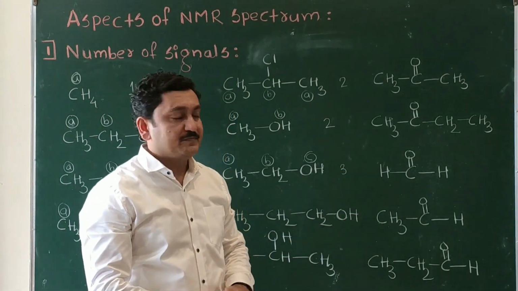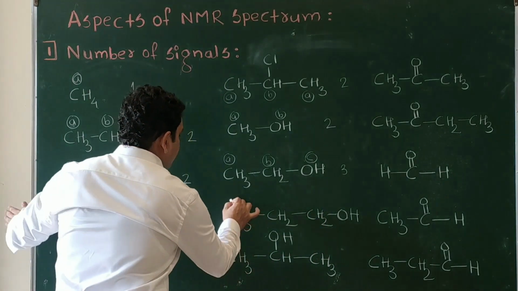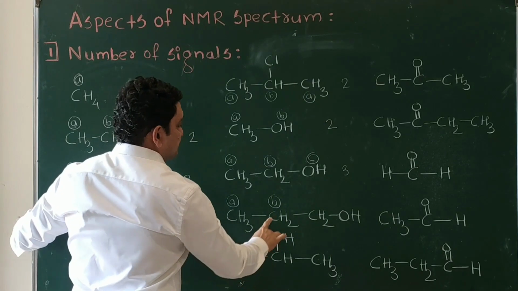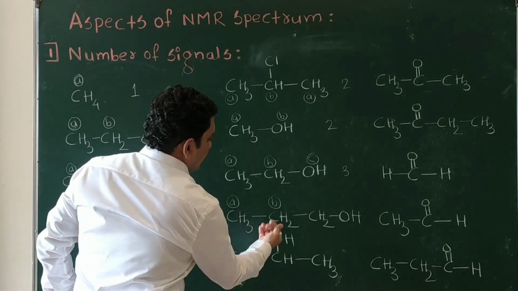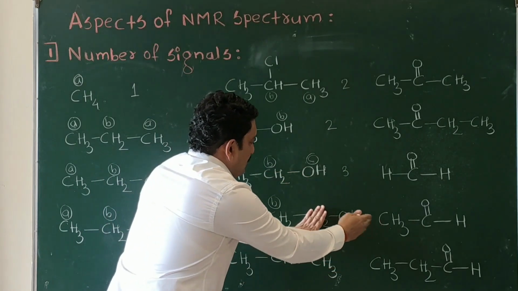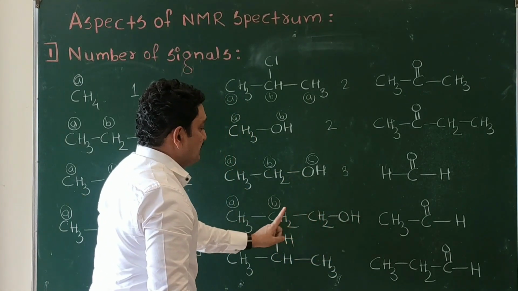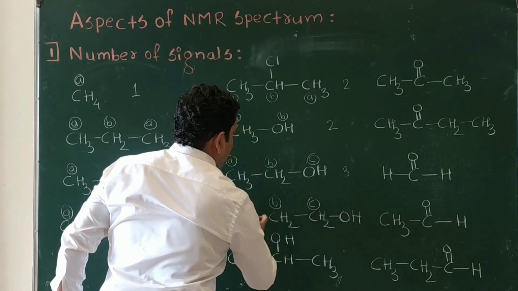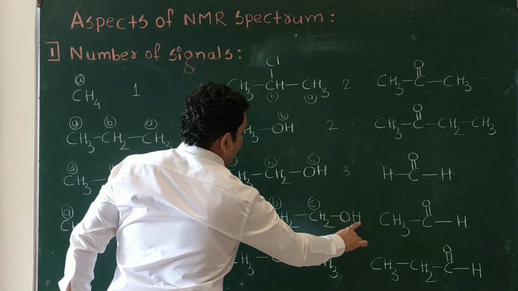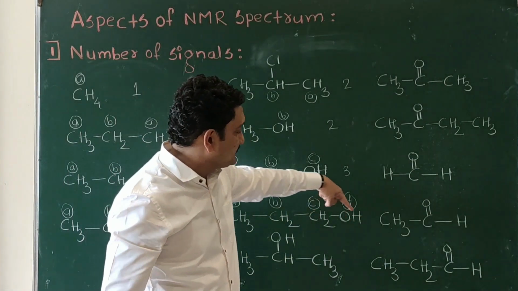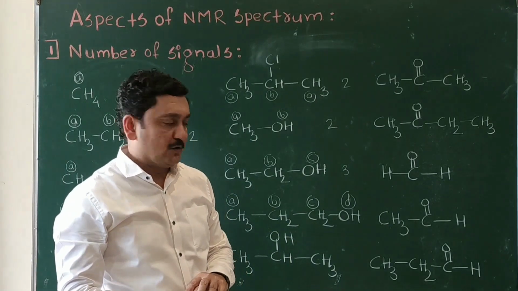N-propyl alcohol, that is 1-propanol. CH3 and CH2 always give different signals. Check the two CH2 with each other. The environment of this one is CH3, CH2OH. This one is OH, CH2, CH3. The sequence of environment is different, so they will give different signals A, B, C, and the OH hydrogen will give another signal D. Here we are getting 4 signals for N-propyl alcohol.